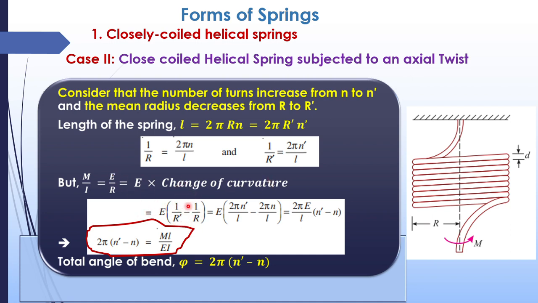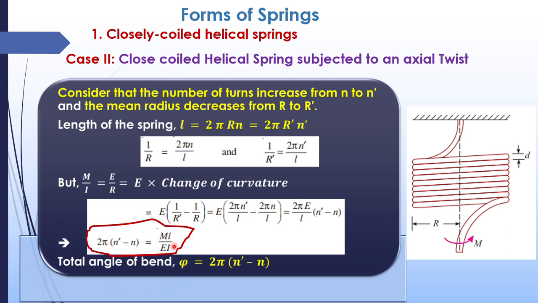E by R is nothing but E into change of curvature, that is E into 1 by R dash minus 1 by R. 1 by R dash is nothing but 2 pi n dash divided by L, and 1 by R is nothing but 2 pi n divided by L. So we'll get 2 pi E divided by L into n dash minus n, which is equal to M by I. So ML divided by EI. So this is the equation you will get.